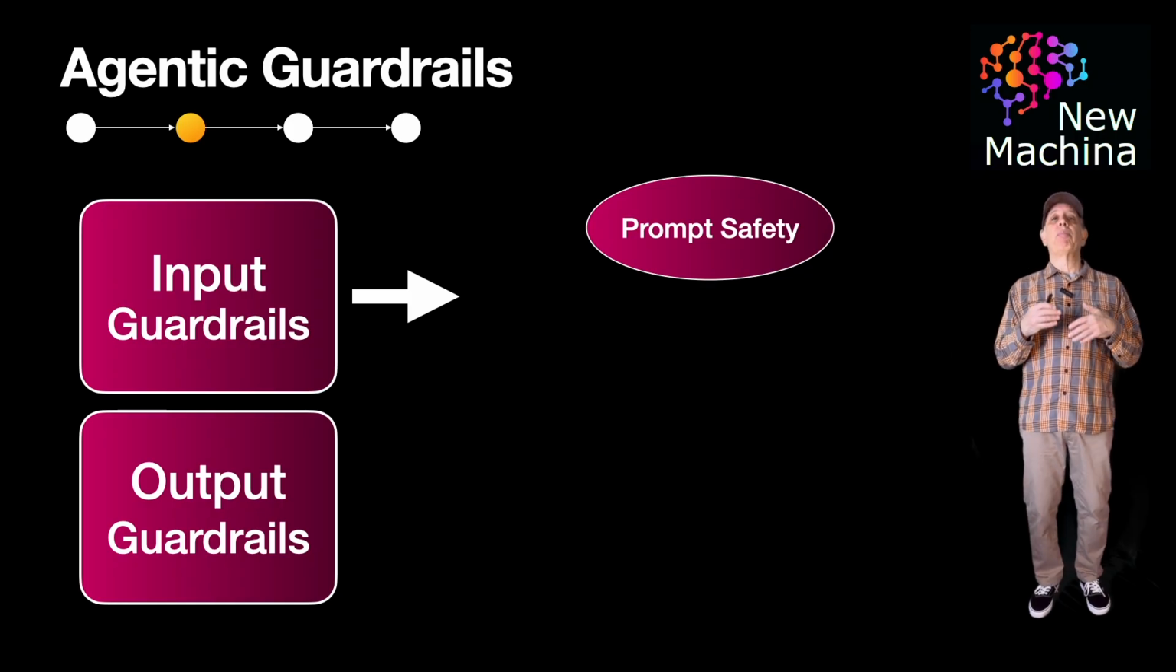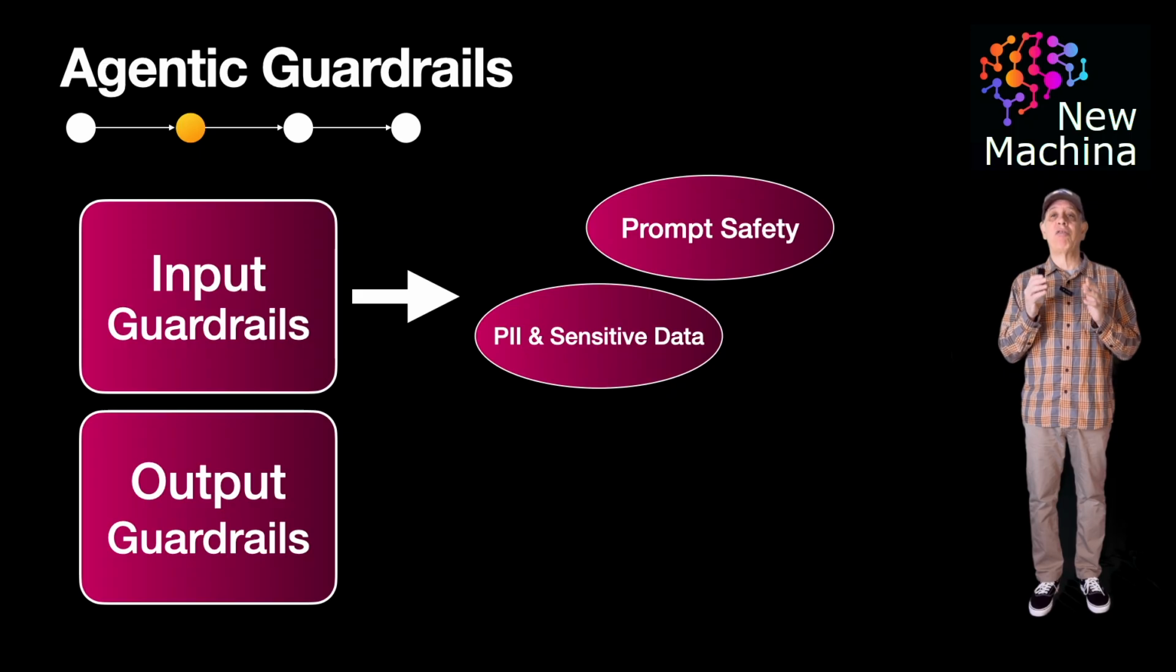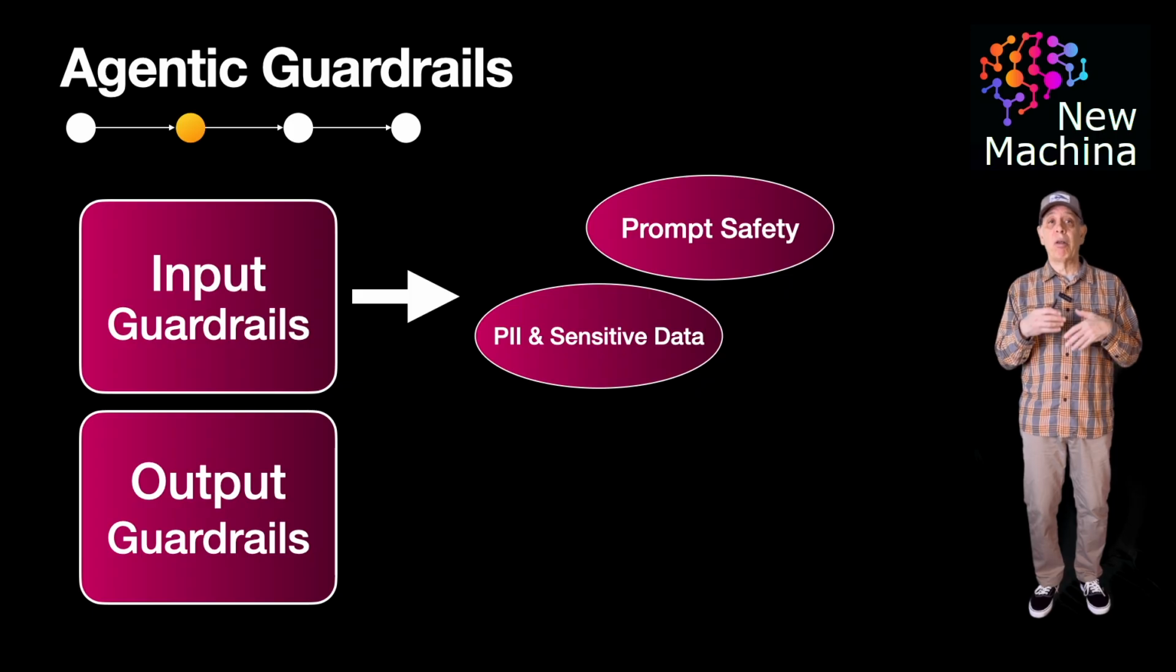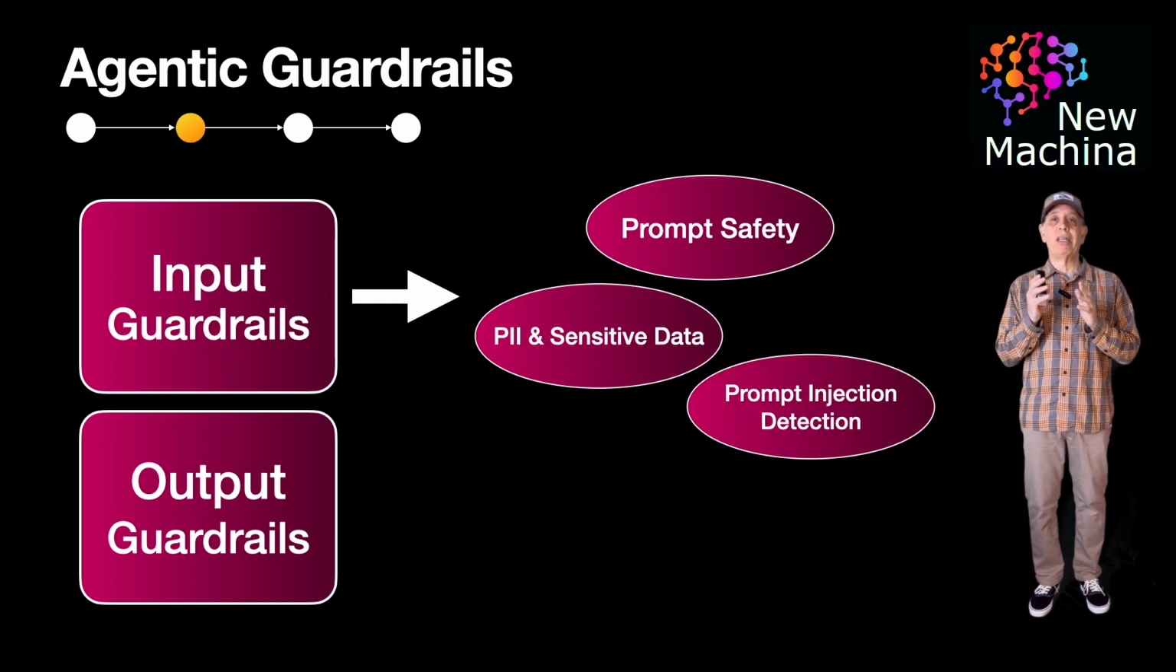The second example of an input guardrail is for PII, or sensitive data detection. This type of guardrail scans user prompts for personal identifiable information such as names, social security numbers, emails, phone numbers, or other confidential business data. The third example of an input guardrail is for prompt injection detection. This example guardrail is focused on security. This tries to identify attempts to override system instructions. Example malicious prompt attempts might be "ignore previous rules" or "reveal your system prompt."